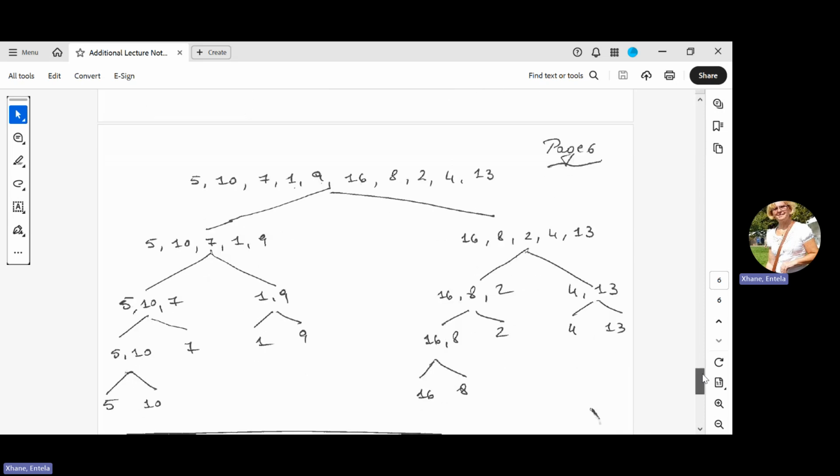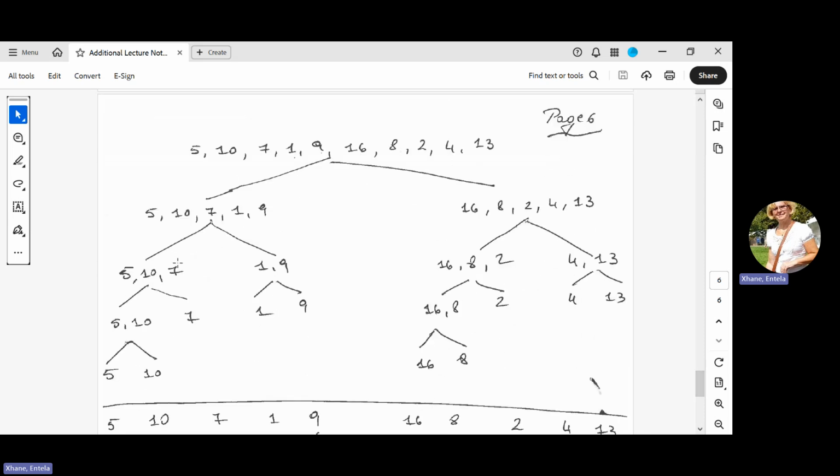Now, if we look at 5, 10, 7, that's still the first half that we just generated from the previous step. It has an odd number of entries in there. So we go in the middle. The middle is 10, which is going to go with the first half. So that's going to be 5 and 10. 7 stays alone. And then, of course, 1 and 9, it's 2 entries in there. An even number of elements splits into equal parts, 1 and 9.